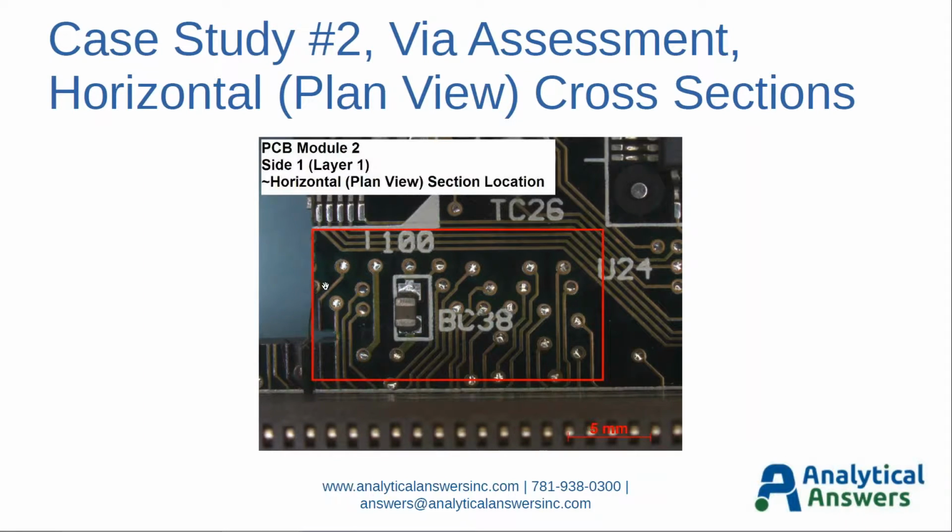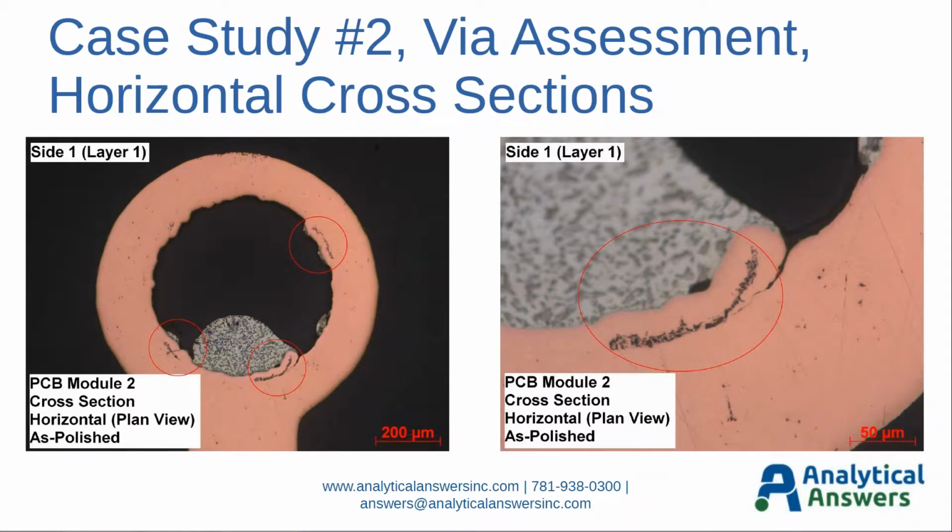So now we're going to talk about horizontal or plan view cross-sectioning. So here's a region where I removed the coupon for plan view assessment of this particular PCB. And here's one of the vias in cross-section, and we can actually see those anomalies that we observed earlier in the vertical orientation are located in these regions I've circled in red.